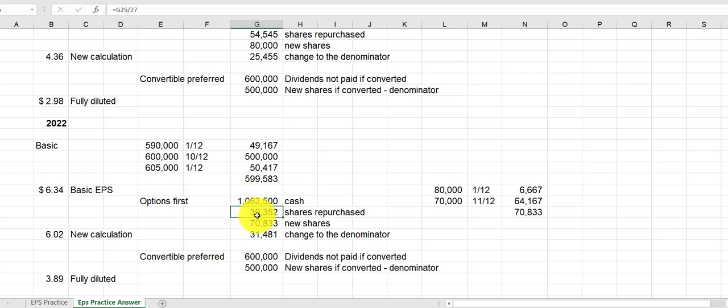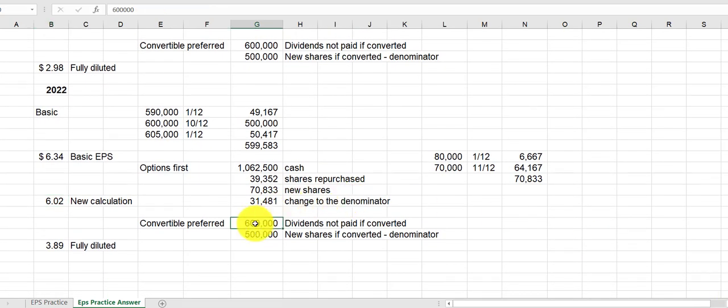We have a new average price for the year though, and so we take that cash of just over $1 million. We divide it by the 27, and we get the number of shares we can repurchase with that cash. We're going to issue just under 71,000 new shares. So the actual change in shares because of the options is 31,481. So we're going to add that to the 599 and take an interim calculation here to make sure we're going in the right direction. We see our earnings per share drop. That's what we would expect as we add those together on the bottom of the equation.